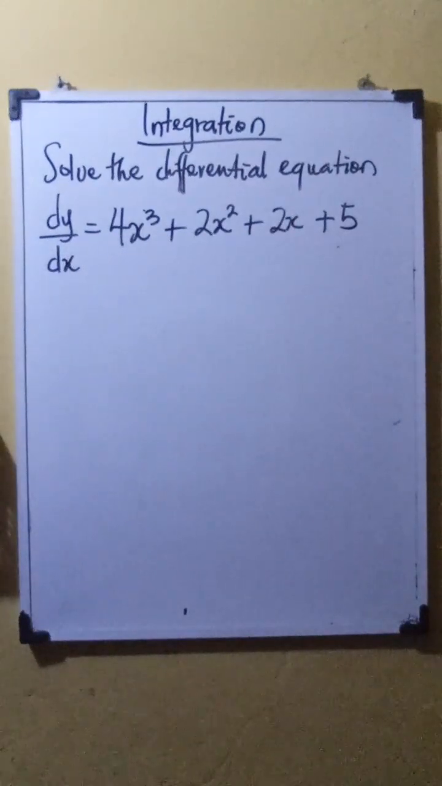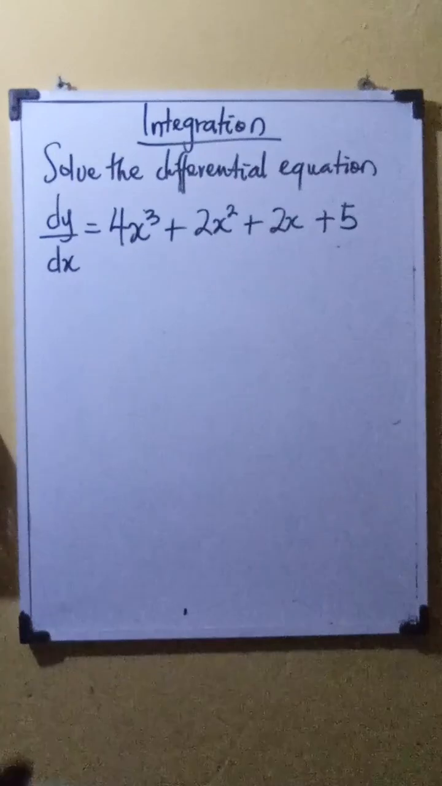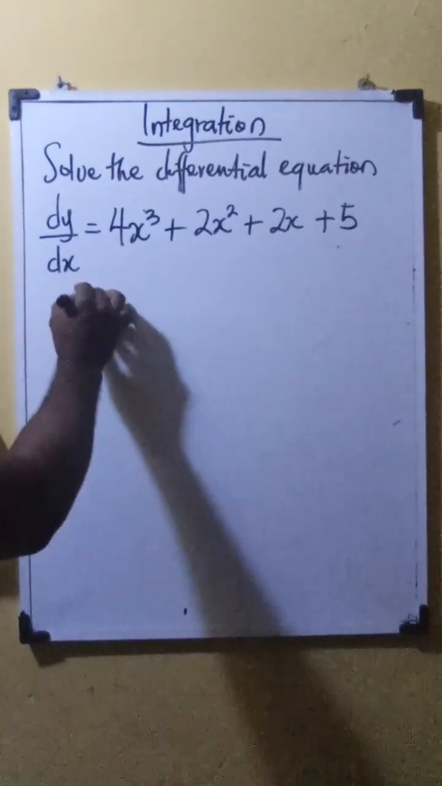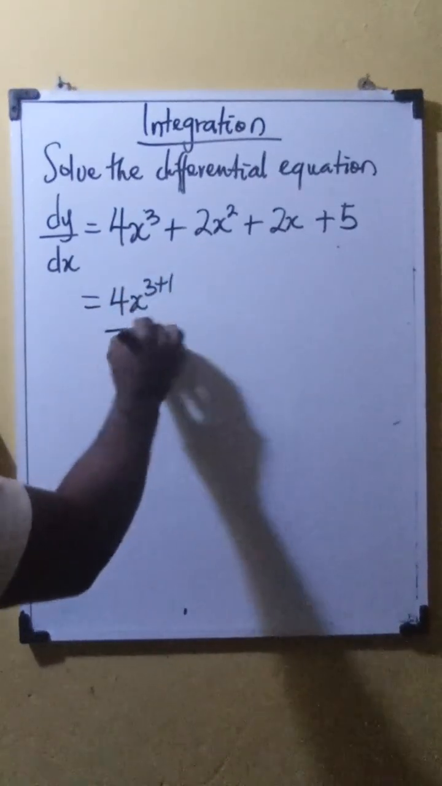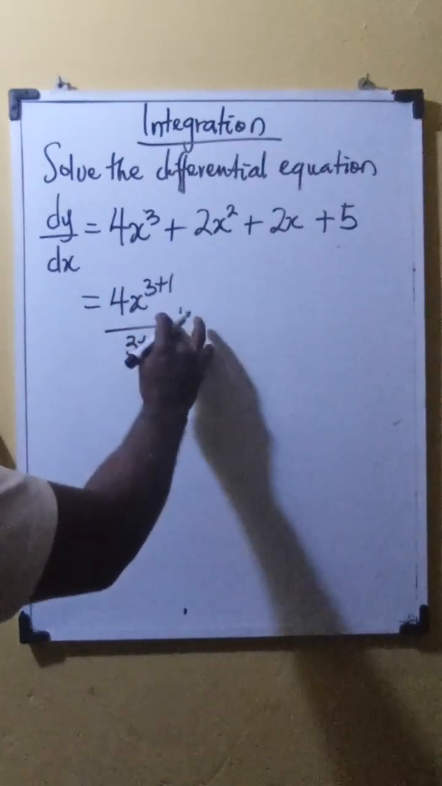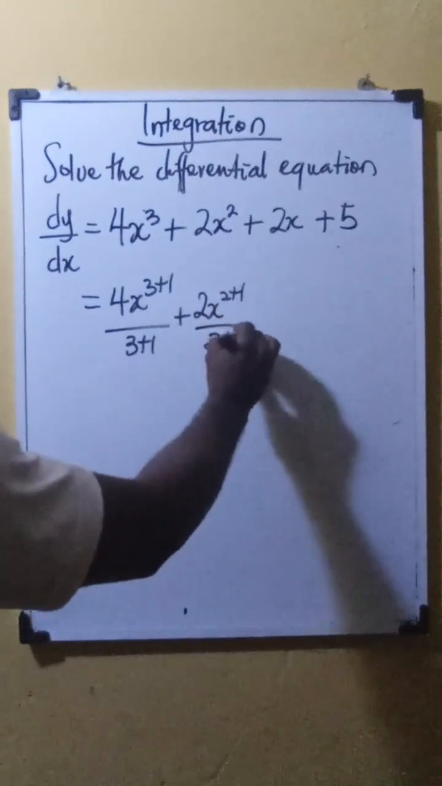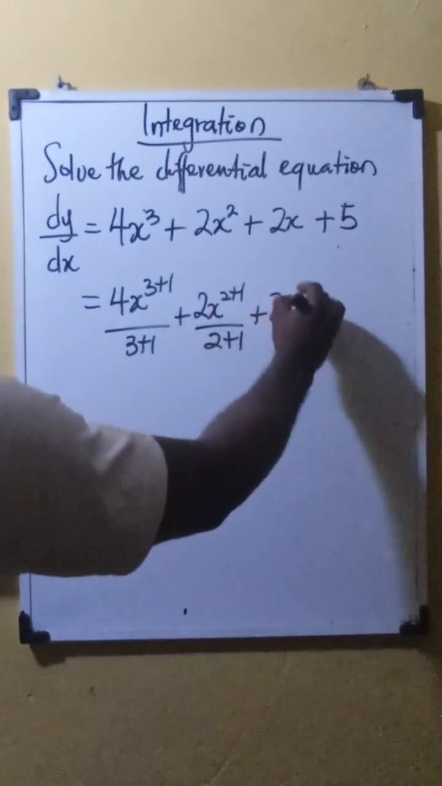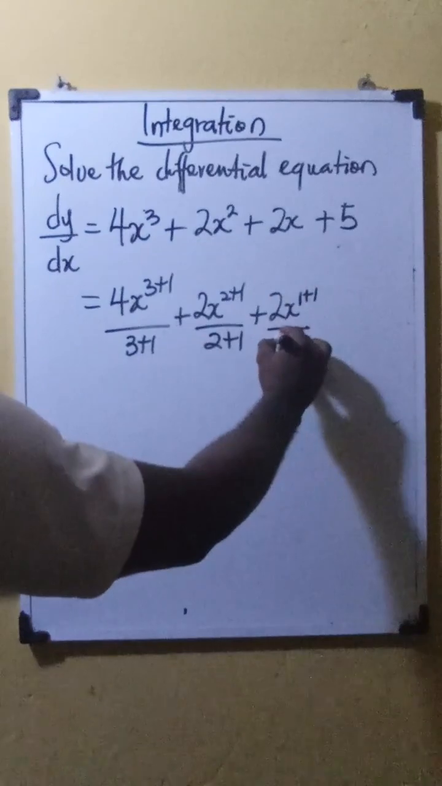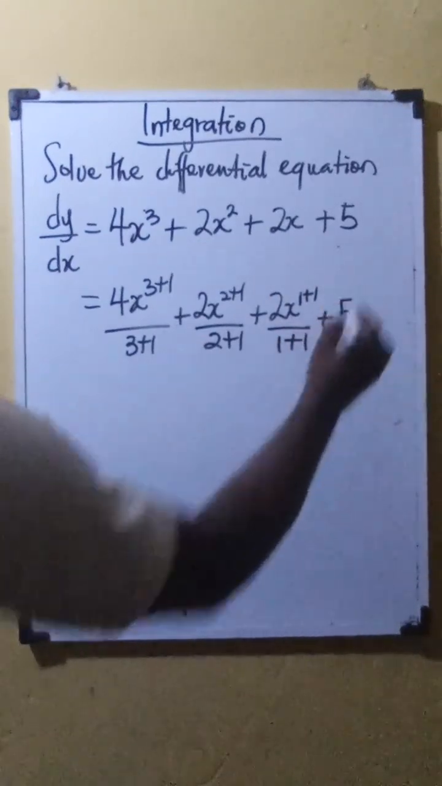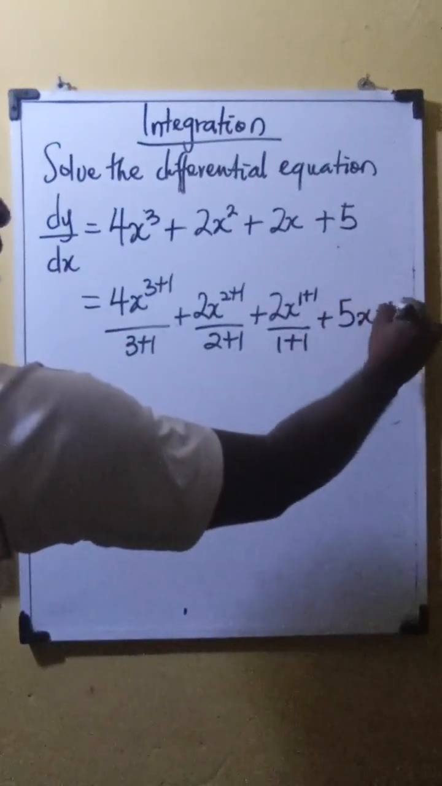We follow the same procedure by integrating each side of the equation with an x. So then you also consider the power. So we bring down 4. We have x to the power of 3 plus 1 divided by 3 plus 1, plus 2x to the power of 2 plus 1 divided by 2 plus 1, plus 2x. Remember I said that this is 1. So you have x to the power of 1 plus 1 divided by 1 plus 1, plus 5x. This will now become an x. So you add plus c.